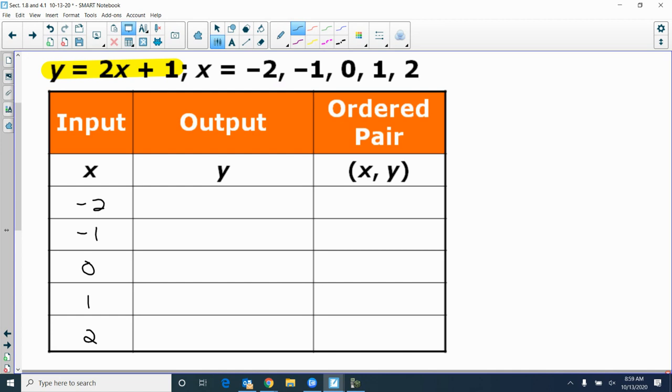Now for these first few, I'm going to go through the steps. So y is 2 times -2 plus 1. And then what does that end up equaling? Okay, I'm going to go through this so I have it written down. -3. He says -3. So I'm going to put -3 here, and now that gives me the ordered pair -2, -3. So this is what we want to end up with. All right, now for each one, I'm going to plug in -1 where the x value is.